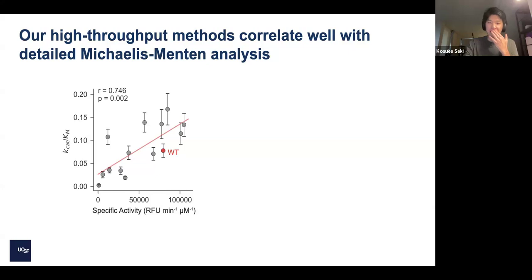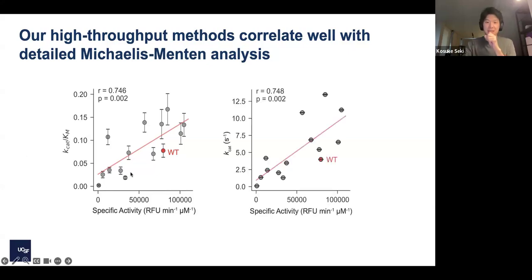From a biochemical perspective, what's also interesting is that most of the data we observe doesn't change with Km. What that means is that these enzymes are different not because they bind to the peptide substrate better, but usually it has to do with the inherent catalytic activity of the enzyme, kcat. If we compare the correlation between kcat over Km or just kcat alone, we see very, very similar performance. So what we're measuring is differences in the catalytic performance of the enzyme.